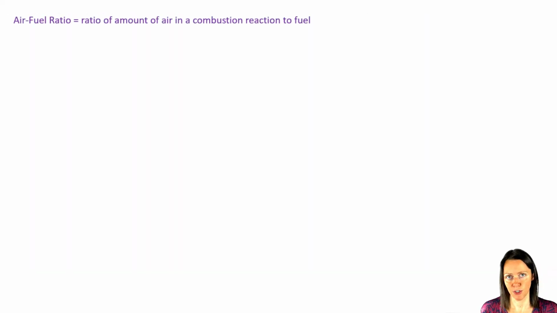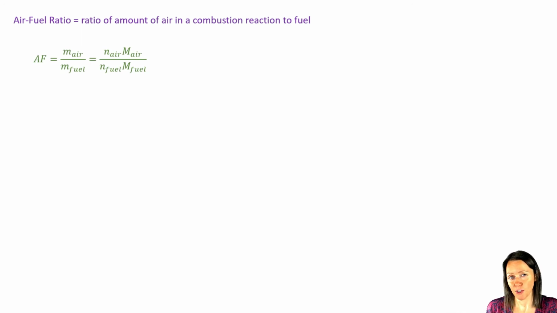And then one last term that we want to talk about is the air-fuel ratio, because you have a mixture of air and fuel in your combustion process. So your air-fuel ratio is just how you express that. It's the mass of the air over the mass of the fuel, but you need to put that in terms of moles, because when you have this nice balanced equation, all the coefficients in front of each of those terms represent the number of moles you have.